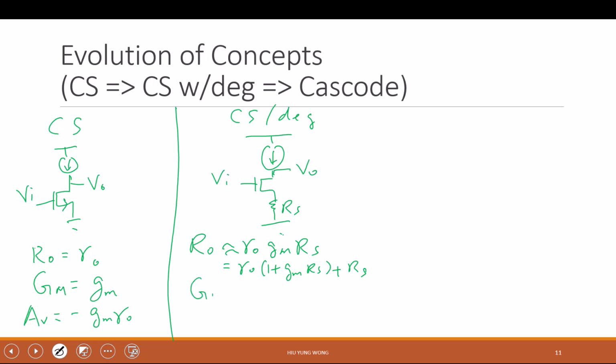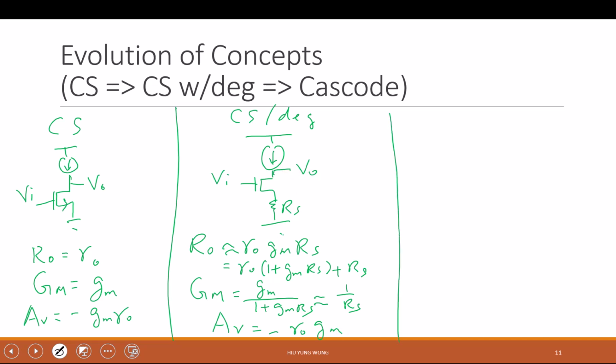But unfortunately, our derivation shows that the Gm becomes gm divided by 1 plus gm RS. Okay, so this is almost equal to 1 over RS. Okay, so what is the gain? Negative Gm R0, which is negative R0 over RS. Right? It's the same as common source. I increase the impedance, but I reduce the transconductance, right?